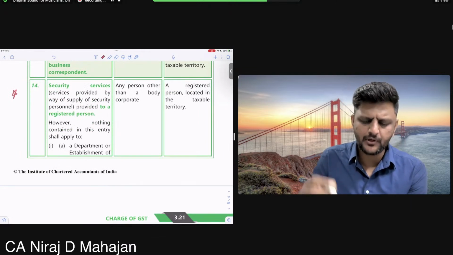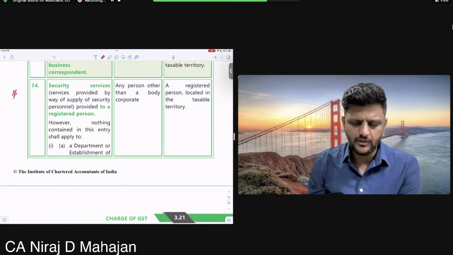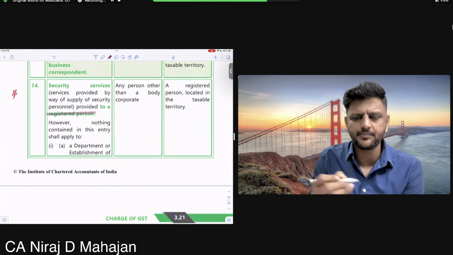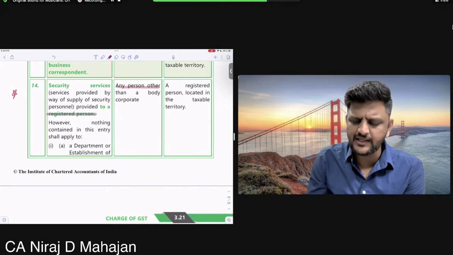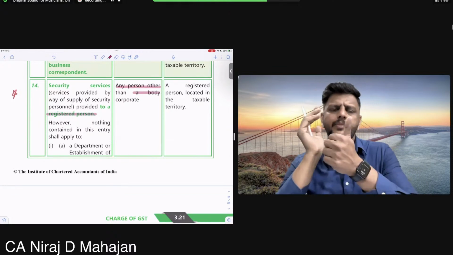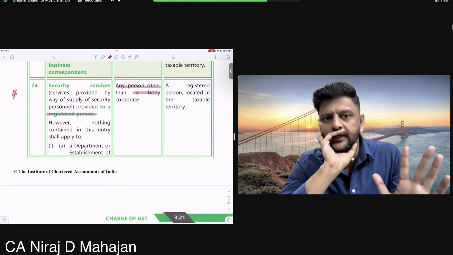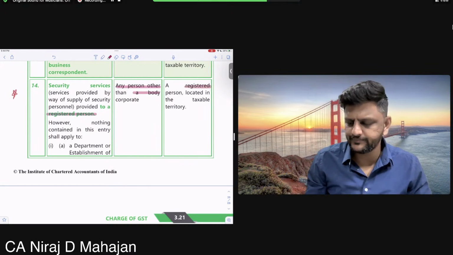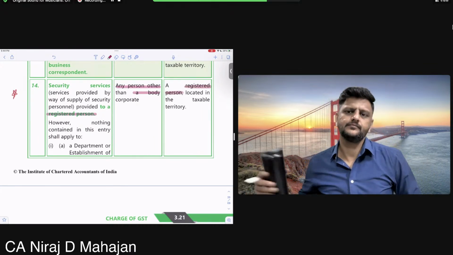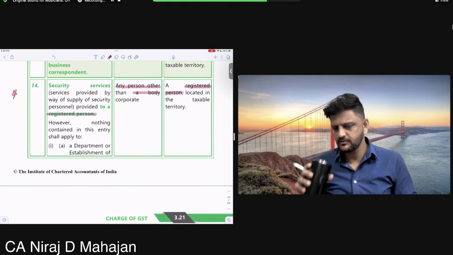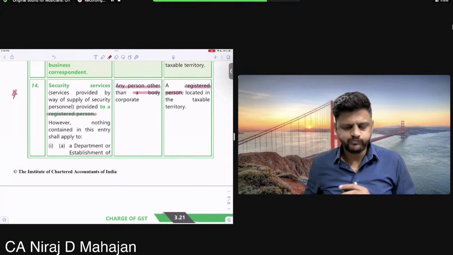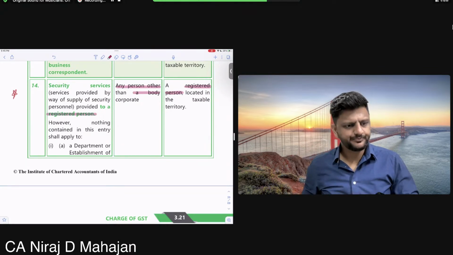Services provided by way of supply of security personnel, that is okay. Provided to a registered person. Look at the supplier: any person other than a body corporate. Important. Other than a body corporate. Firm, individual. Yes or no? But recipient, registered person. Okay, everybody? Recipient, bachcho, what? Registered person. Done, all of you?